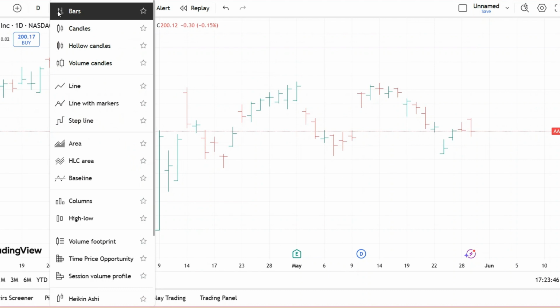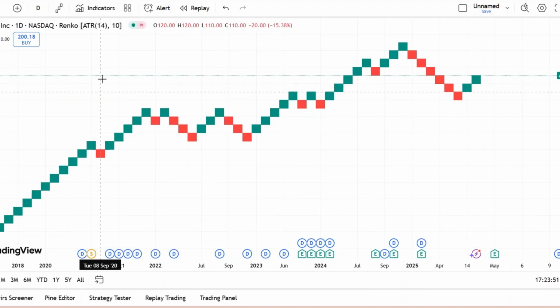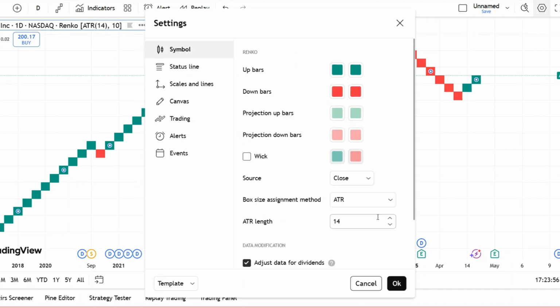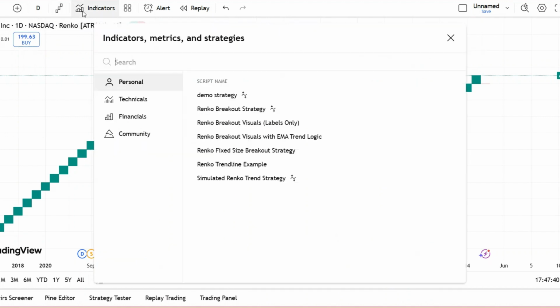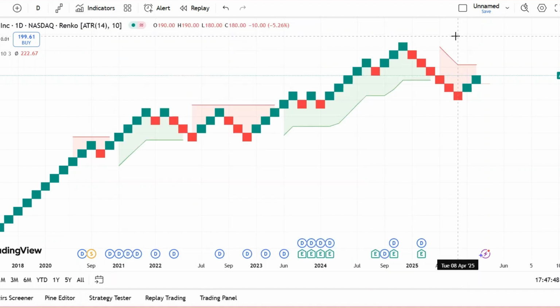Let's apply the Supertrend indicator to a Renko chart inside TradingView. First, I'm using an ATR-based Renko chart on Apple with a brick size set to ATR 14. You can use your preferred setting here. Now I'll add the Supertrend indicator from TradingView's built-in library. Just search for Supertrend and select the one by TradingView. The default settings are ATR period 10 and multiplier 3.